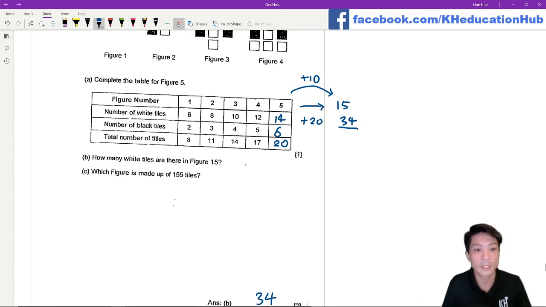Let's go into part C. Which figure is made up of 155 tiles? Change it to black color. So now we're going to find which figure number the 155 tiles belong to.